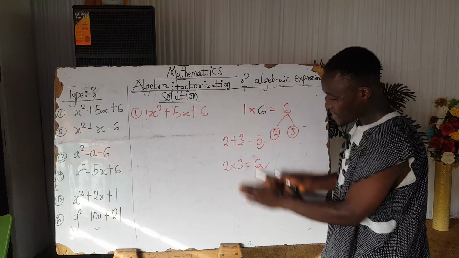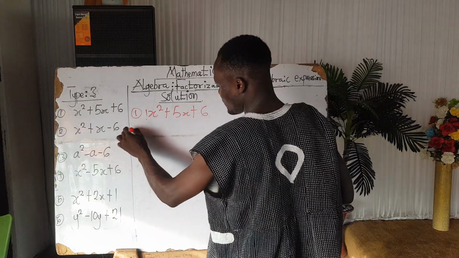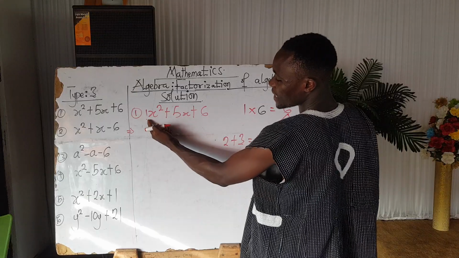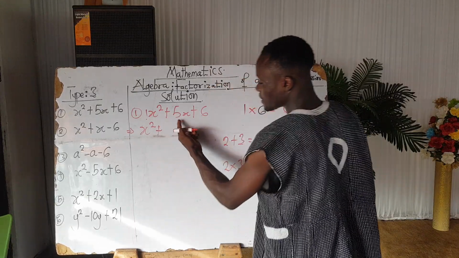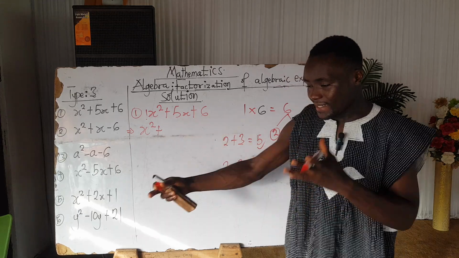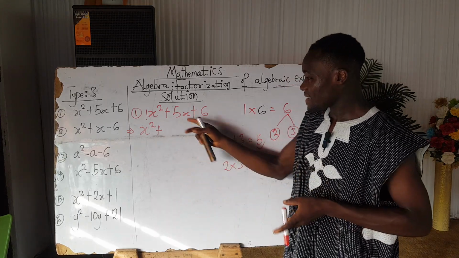After we are done with this, now we can go ahead and do the factorization. My first step: we all know that 1x squared is the same as x squared. So over here, plus my 5x, I'm going to split the 5x into 2. Here we are spreading out the 5x.